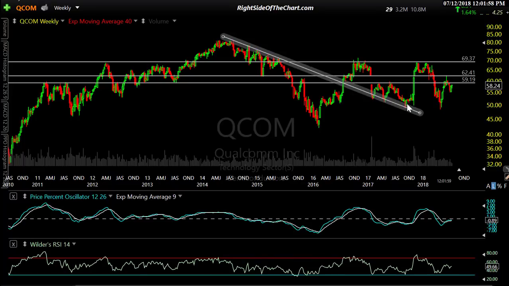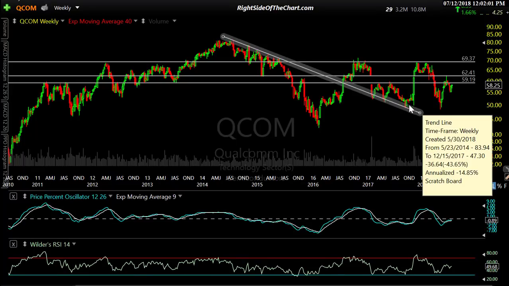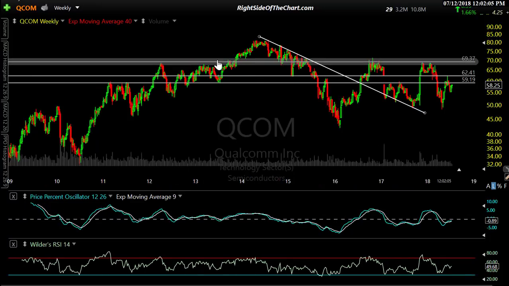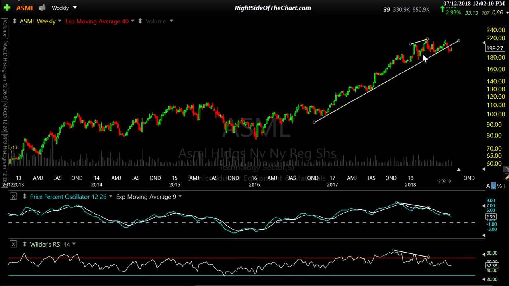Qualcomm, I was bullish on this one, trying to buy it. Did buy it a couple times off the back test of this trend line. Right now, it's a messy, sloppy chart, so let's not spend too much time. This one looks like an EKG recently with all these ups and downs. Not my kind of chart.